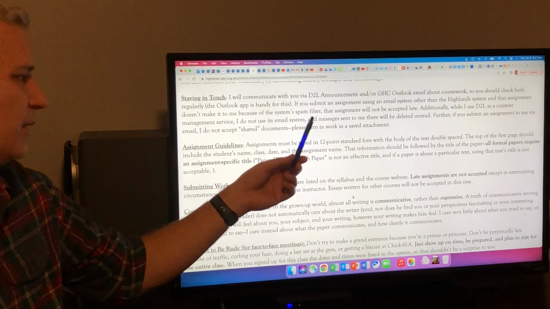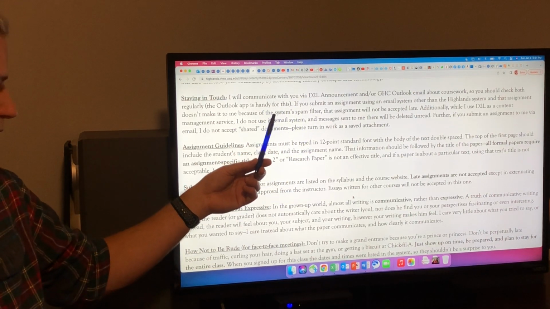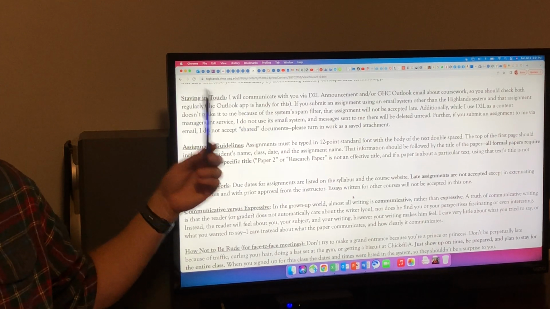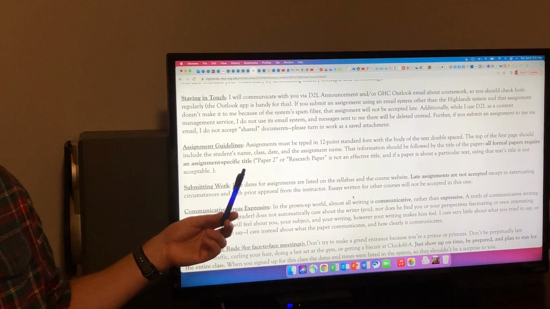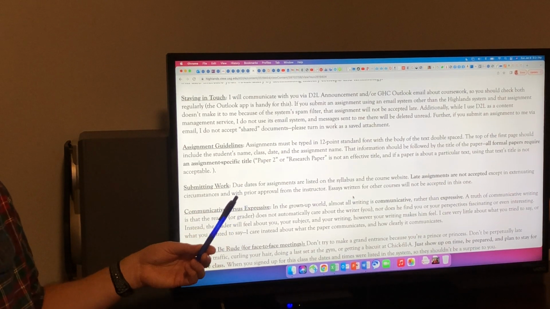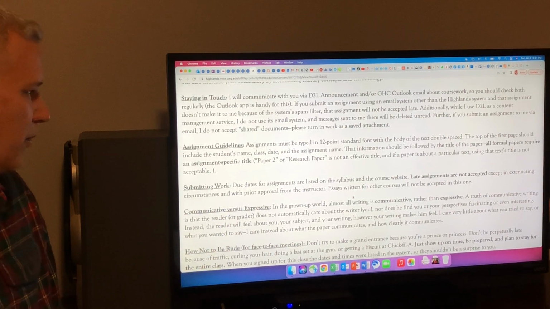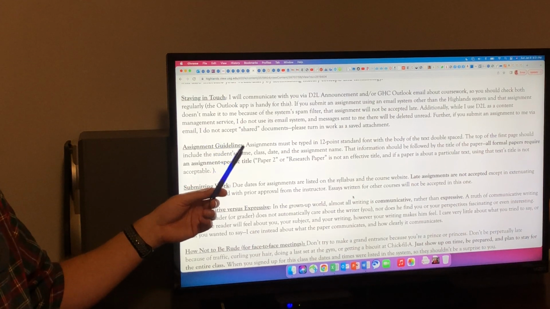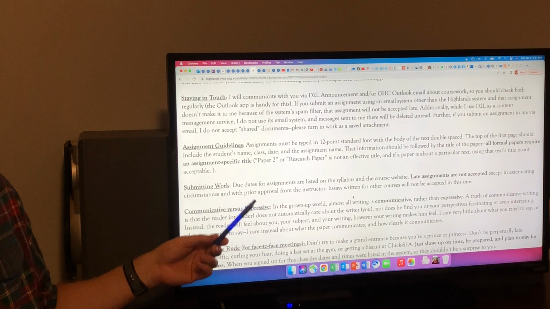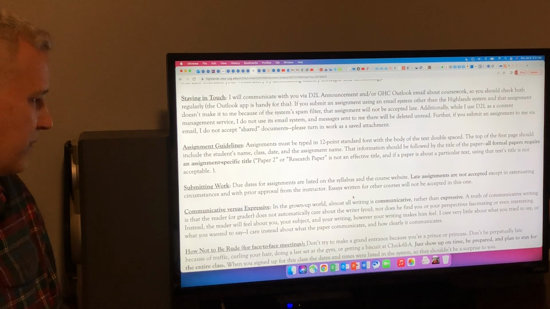Please, if you submit an assignment using an email system other than the Highland system and that assignment doesn't make it to me because of the college's spam filter, what matters to me is I didn't get it. So please, it may be inconvenient or frustrating for some people, but just use your student email to turn work in to me and to communicate with me, just because you don't run the risk of getting filtered out. While I use D2L as a content service, I don't use its email system. I hate D2L email. If you email me in D2L, I may never respond, and I may never see it. So please don't email me in D2L.